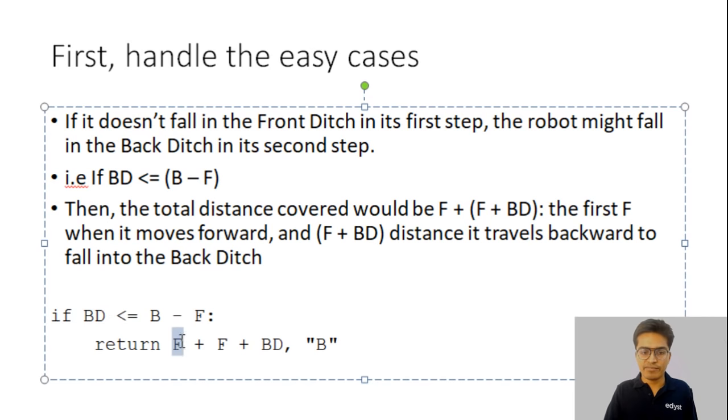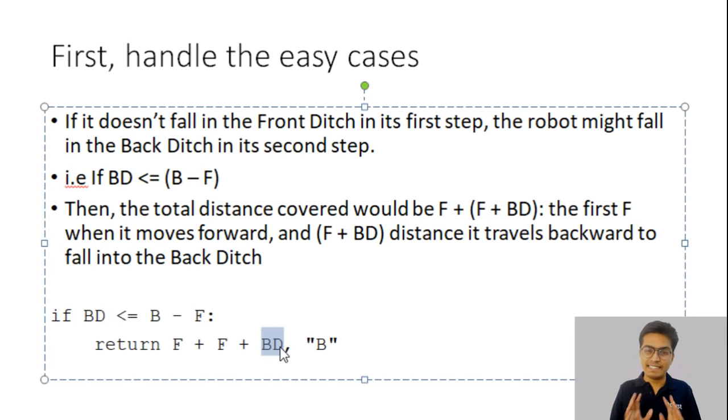You know that you would have moved F in the forward direction. Then at some point you would have crossed back to the origin, which means you would have gone forward by F and then gone backward by another F. And then finally, once you are at 0, midway through your backward step, you can only go BD units further before you fall into a ditch. So the total distance you would have ended up taking in this case is F plus F plus BD.